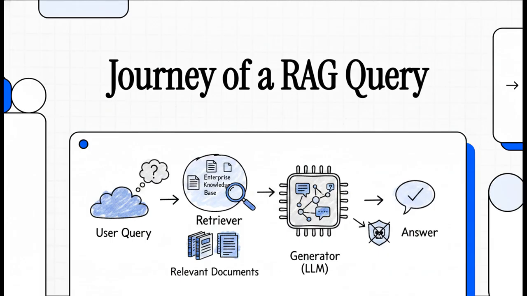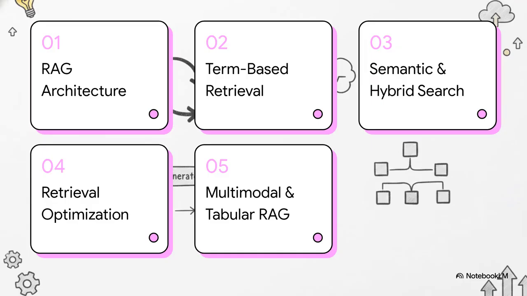This is the exact architecture that lets modern AI systems read a company's internal documents and answer questions accurately without just hallucinating facts. Let's explore exactly how it works. So here's our roadmap for the journey. We'll start by looking at the core RAG architecture, then we'll move through term-based retrieval, explore semantic and hybrid search, dive into retrieval optimization, and finally push the boundaries with multimodal and tabular RAG.